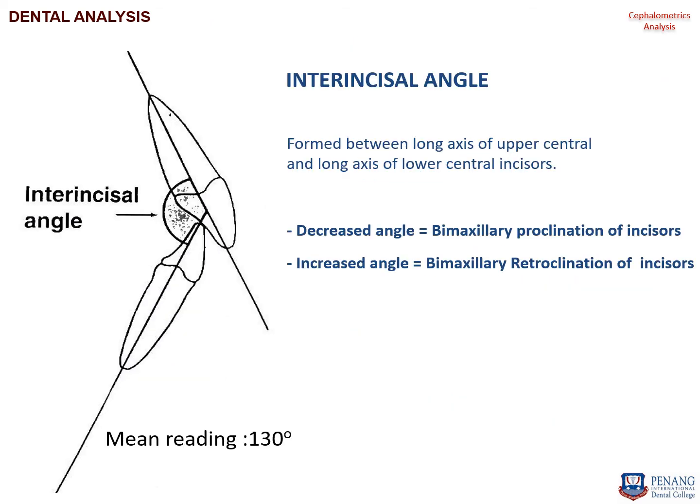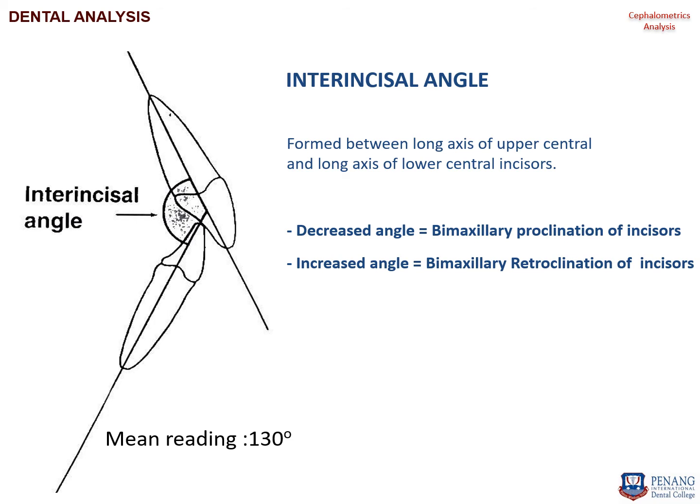The last component of dental analysis is the interincisal angle. This is basically formed between the long axis of the upper central and the long axis of the lower central incisors. You find the long axis of the upper central incisor and construct a line, then you construct a line on the lower central incisor, and you measure the angle between these two lines, which gives you the interincisal angle.